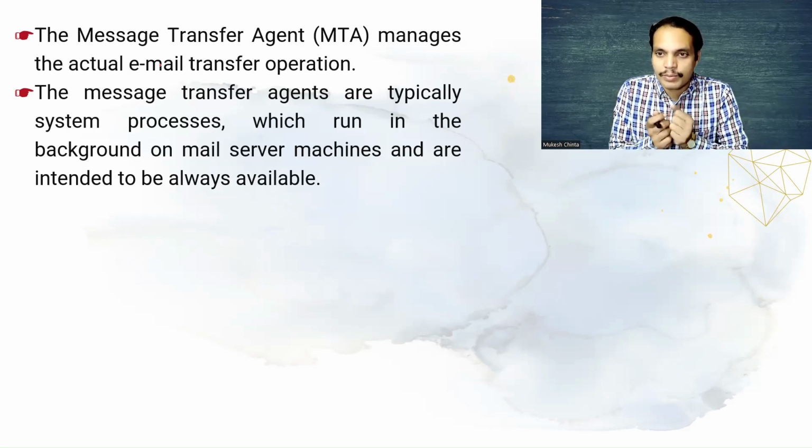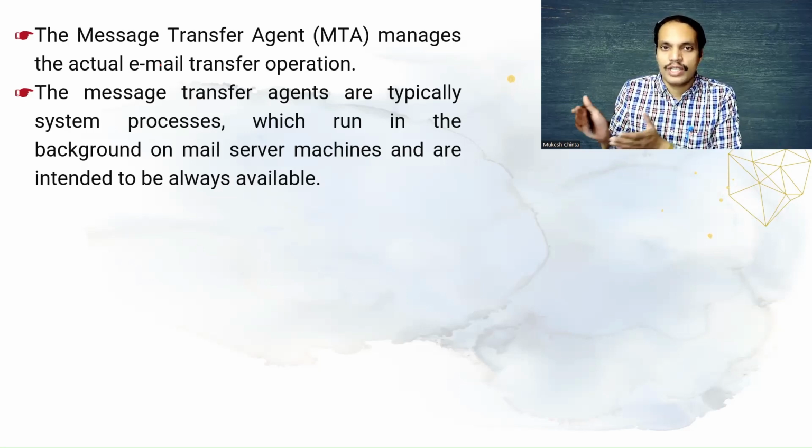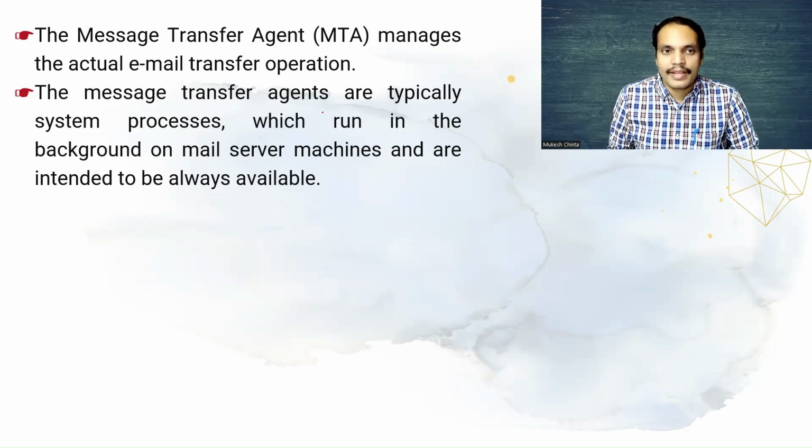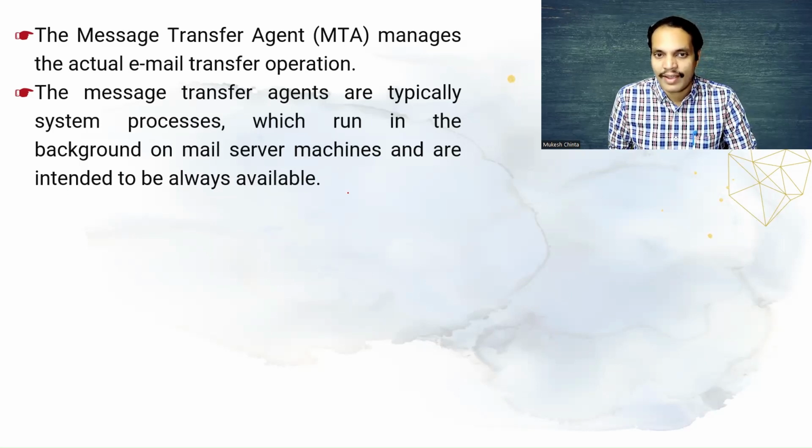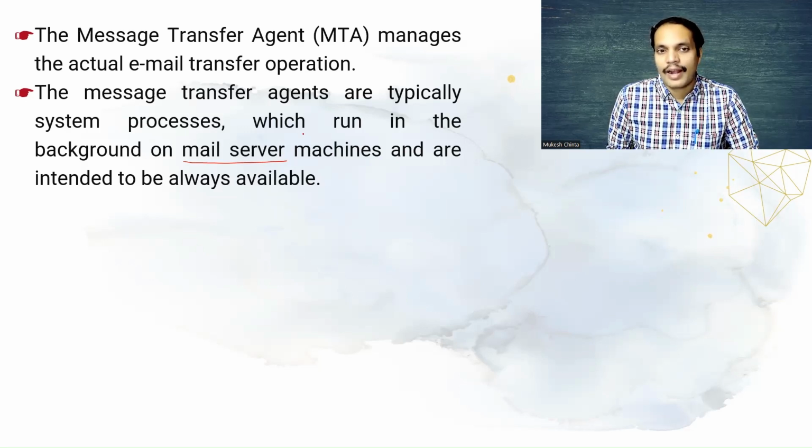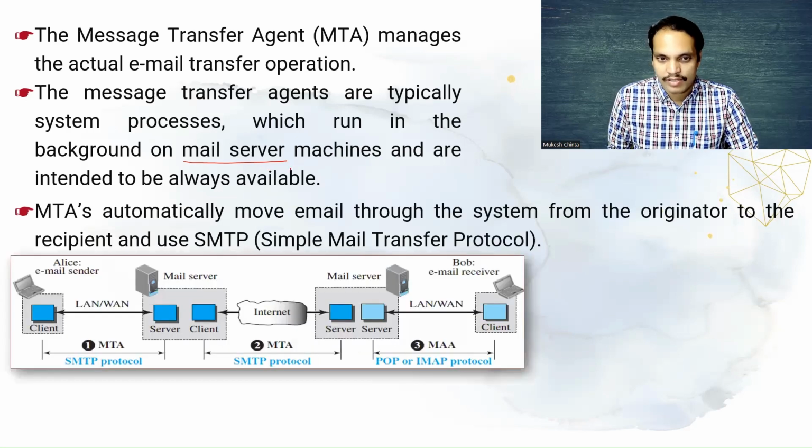Once the user agent accepts it for delivery, it is up to the MTA to handle this email and then transmit it towards the receiver. The MTA manages the actual email transfer operation. These agents are typically system processes which run in the background on mail server machines and are intended to be always available. If you are wondering where we got these mail server machines, the MTAs are actually called mail servers.